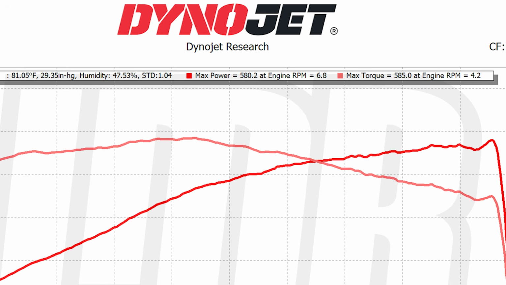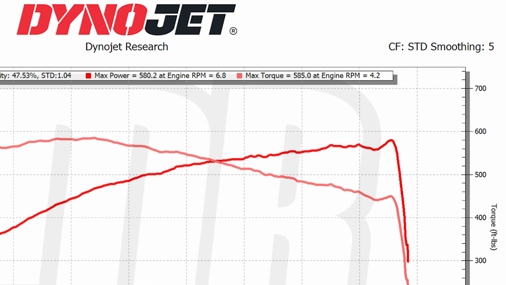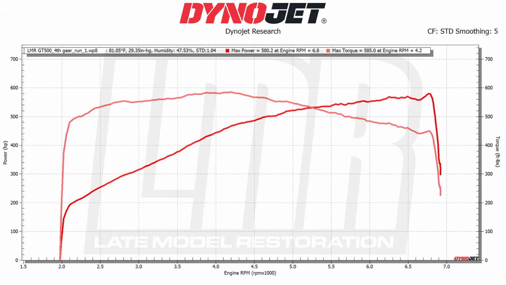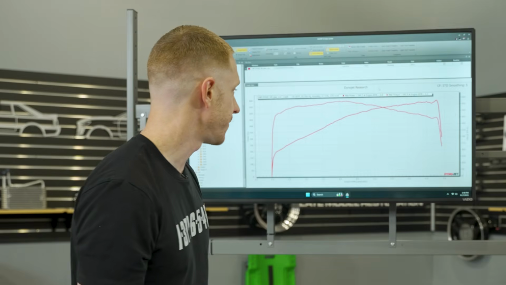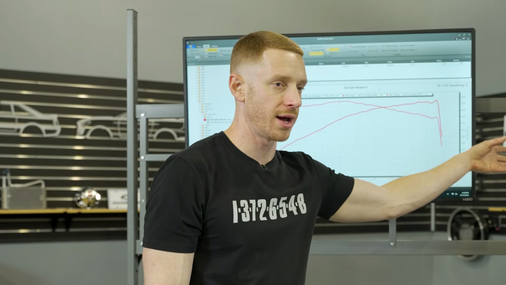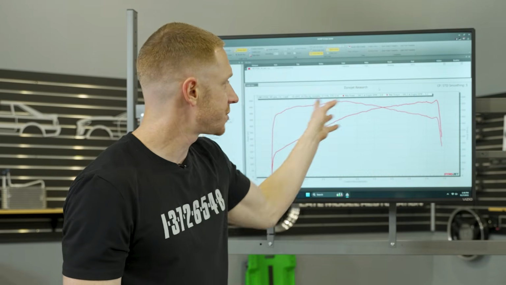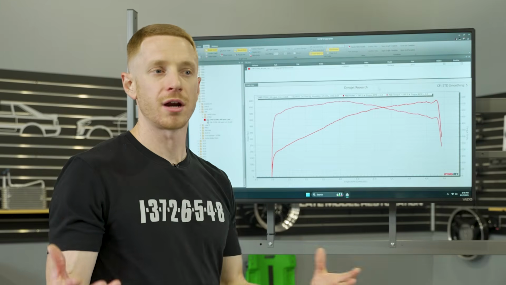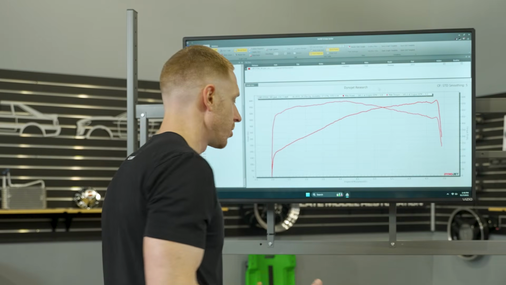580.2 horsepower, 585 pound-feet of torque. So pretty good bump just by changing a correction factor. This can also get more exaggerated and you'll see different changes, again, based off of the variables I discussed in the earlier portion of the video.